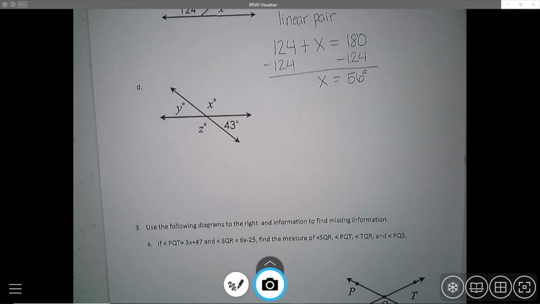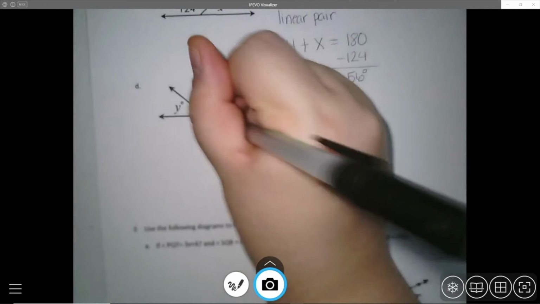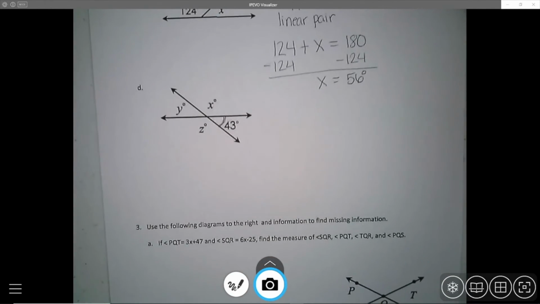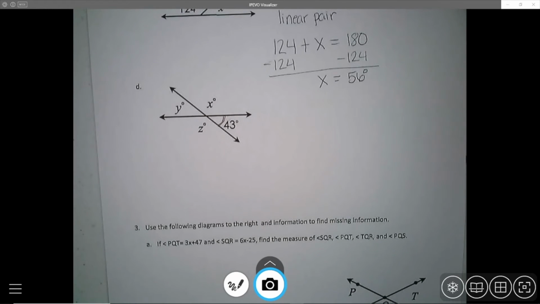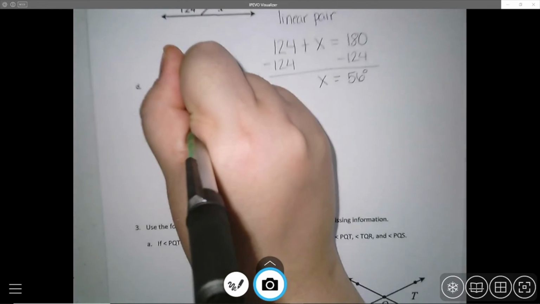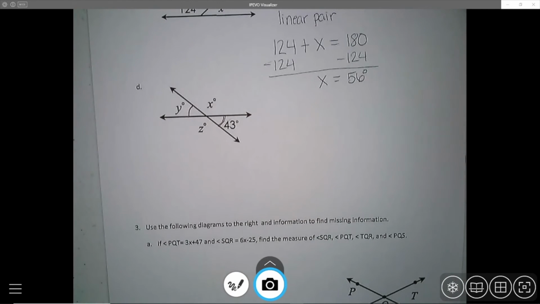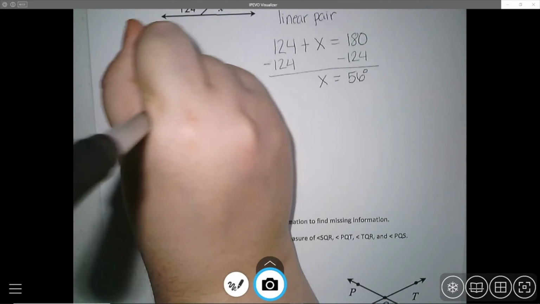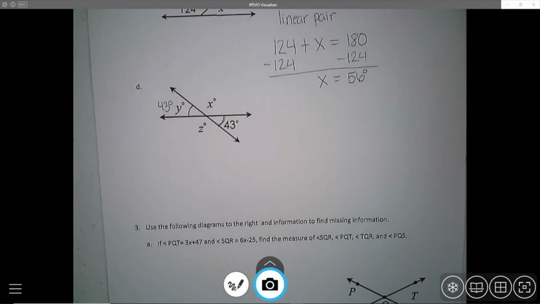Okay, and I see that I have vertical angles. I know this angle is 43 degrees. Vertical and congruent to it is y. Y and 43 are vertical to one another because they are across from one another. So if you know one of your angle measures, remember vertical to it has to be the same as well. So y is going to have to be 43 degrees.